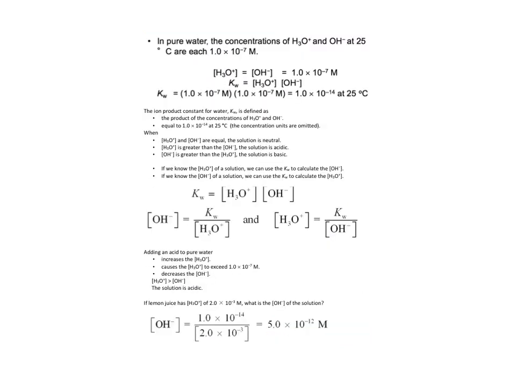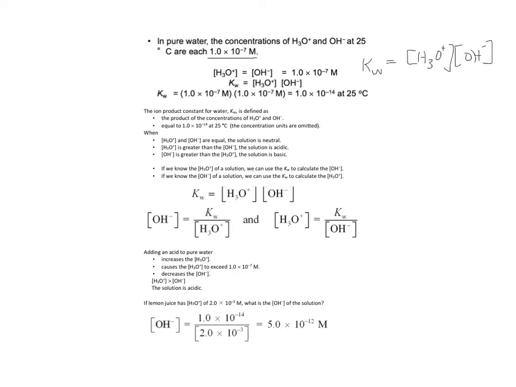Okay. In pure water, the concentrations of H3O plus and OH minus at 25 degrees Celsius are both 1.0 times 10 to the negative 7 molar. So if we were to write the Kw expression for the dissociation of water, remember that we don't write the liquid water, so it would be products over reactants. What were our 2 products? Well, our 2 products were H3O plus and OH minus. Our 2 reactants were both liquid water, which don't get written in this expression.